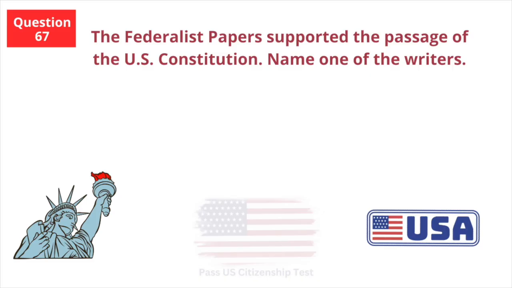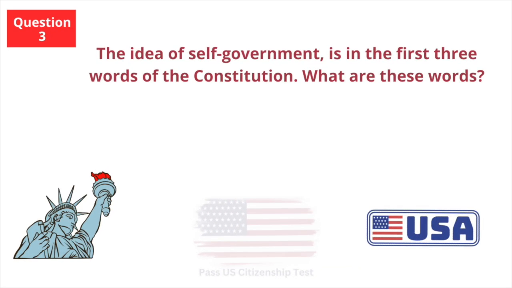The Federalist Papers supported the passage of the U.S. Constitution. Name one of the writers. James Madison. The idea of self-government is in the first 3 words of the Constitution. What are these words? We the people.